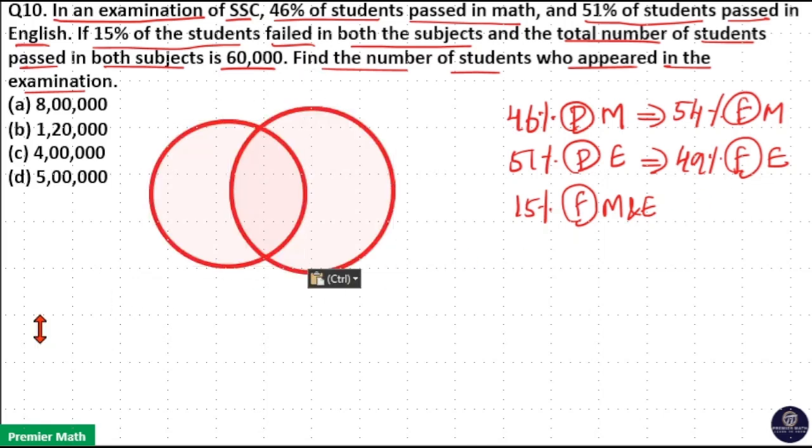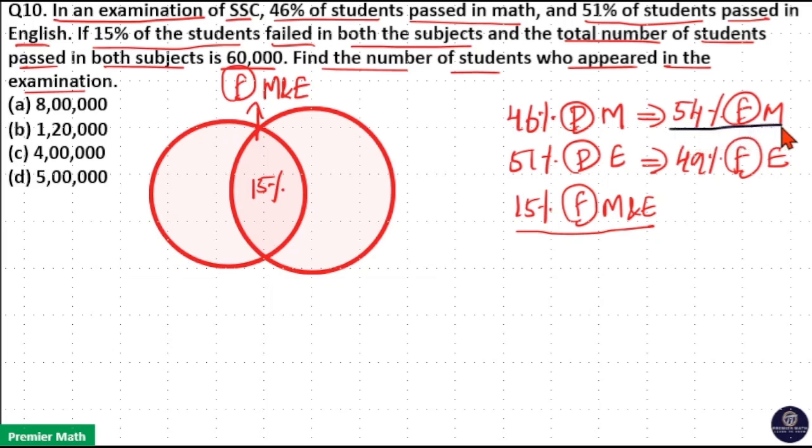So let's draw the Venn diagram here. Here this intersection is for the combined students who failed in maths and English. That is 15% students who failed in maths and English. Now, you can see this 54% of students who failed in maths is also included in this 15% of students who failed in maths and English.